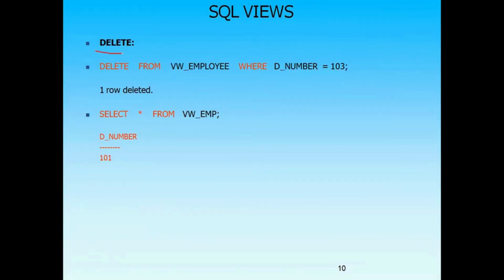The same thing happens with the delete operation. If you delete any record from the view, it will be deleted from the base table also. So delete from employee where D number equal to 103. This record will be deleted from the base table and also from the view. So if you see the result, select star from view employee, only a single record is there because our second record is deleted from the table, and from the view also.